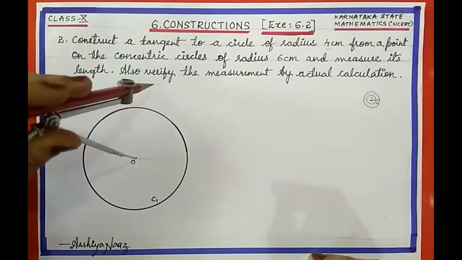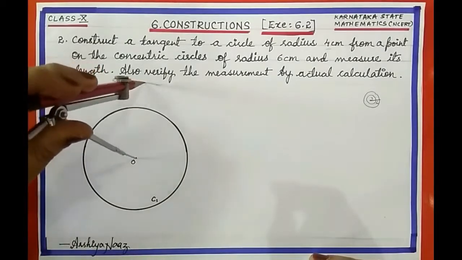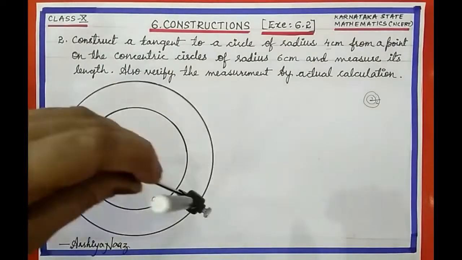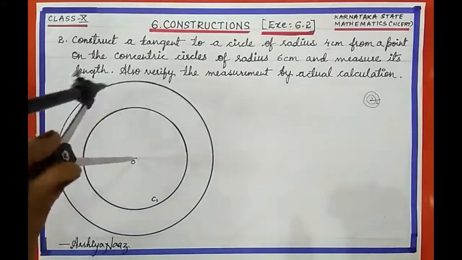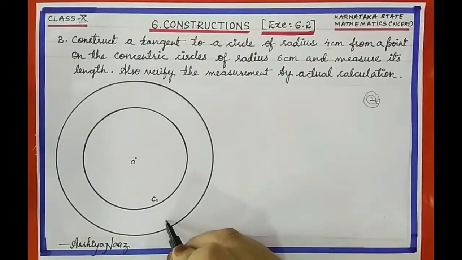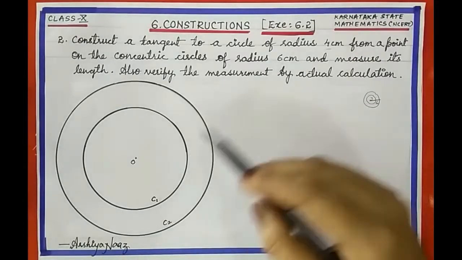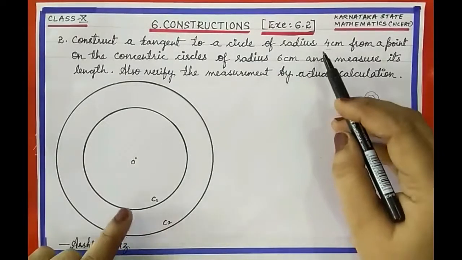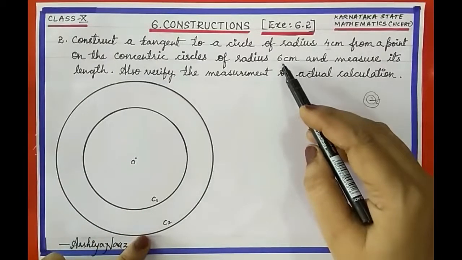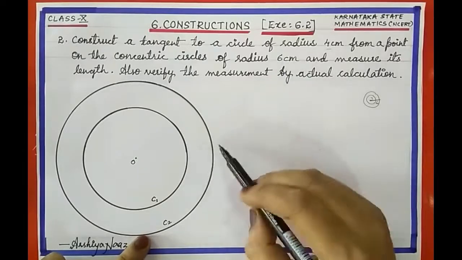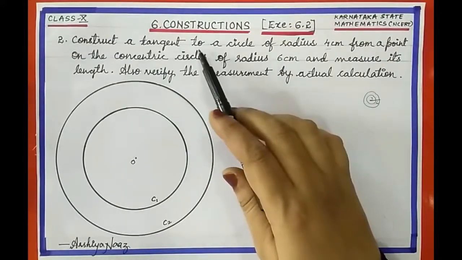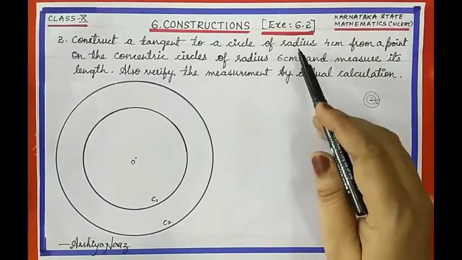So with radius equal to 6 cm, draw a circle with center O. Call this circle C2. So now we have constructed circle C1 with radius 4 cm and another circle with radius 6 cm. These two circles are concentric circles. Now we have to construct a tangent to a circle of radius 4 cm.